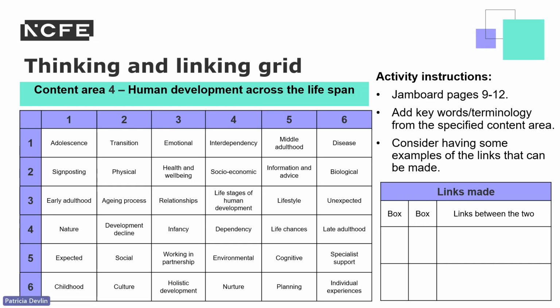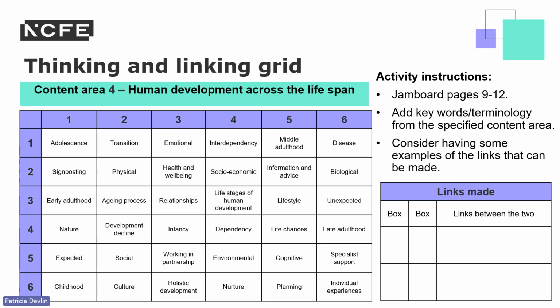Right, so this one is the thinking and linking grid. A content or section of indicative content is chosen, and all the keywords or terminology associated with it are placed within the spaces in the grid. So this is an example of content area 4, human development across the lifespan. Your pupils can then roll a dice, and the number that's rolled identifies the first keyword. Roll the dice a second time, and the number identifies the second keyword.